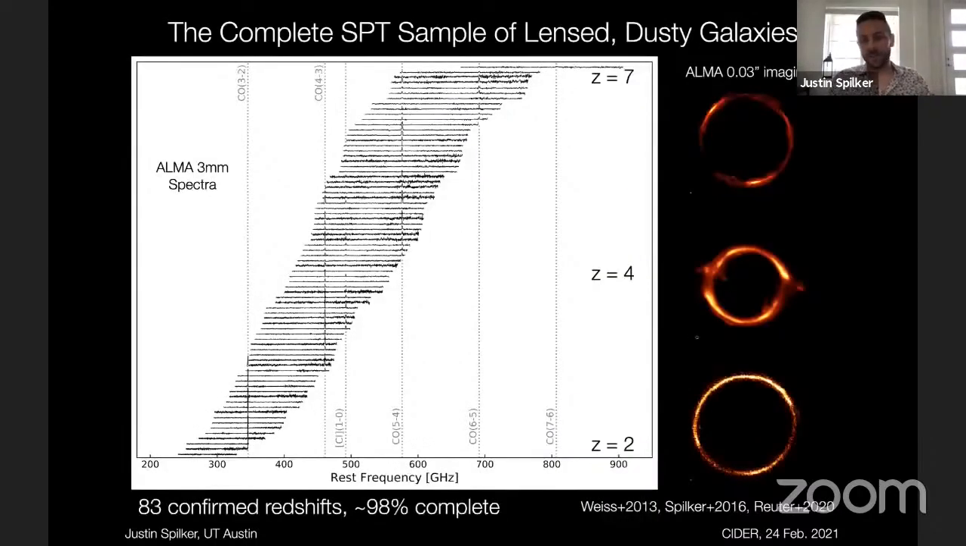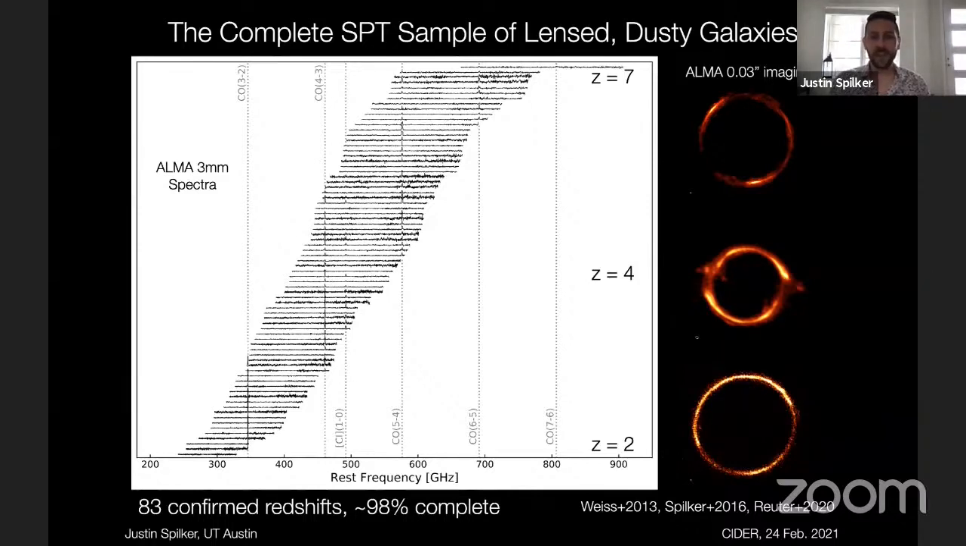And so the sample that I'm going to use for this, just to cut 5 years of work down to one slide, is coming from the South Pole Telescope survey, which surveyed a huge area of the southern sky. And from that, we have assembled a sample of about 100 galaxies that all have spectroscopic redshifts. And by virtue of being bright, they all happen to also be gravitationally lensed.